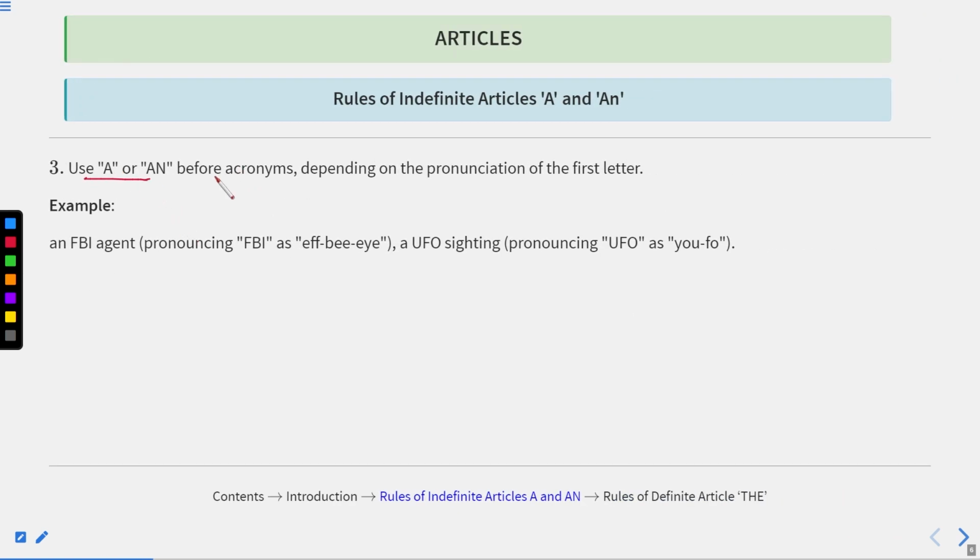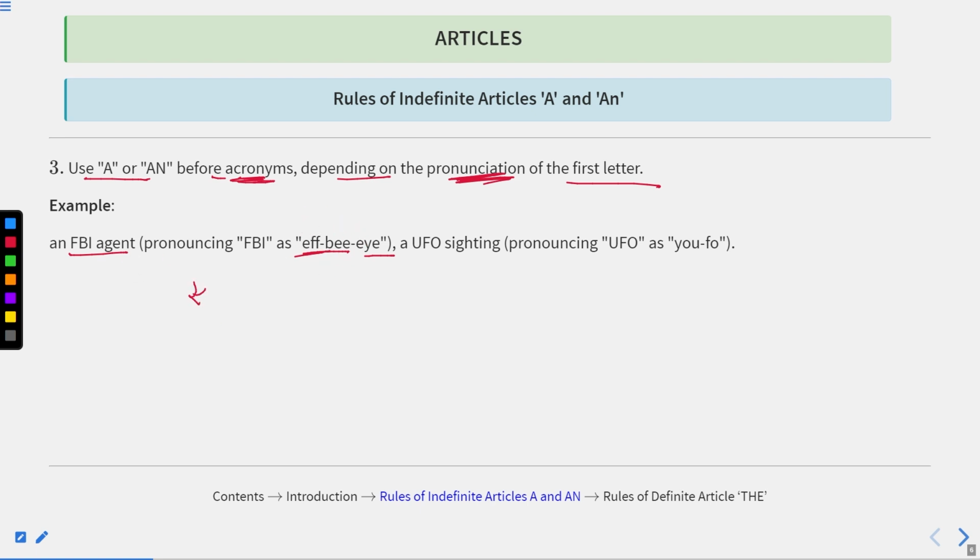Use of a or an before acronyms. Now, what are acronyms? Acronyms are actually abbreviations or short forms. It also depends on the pronunciation of the first letter. For example, if I say he's an FBI agent, FBI can be pronounced as eff-bee-eye. So F is actually pronounced like this.